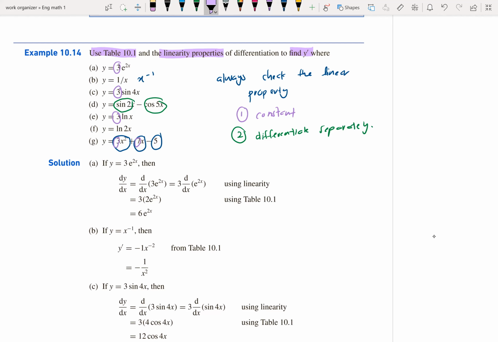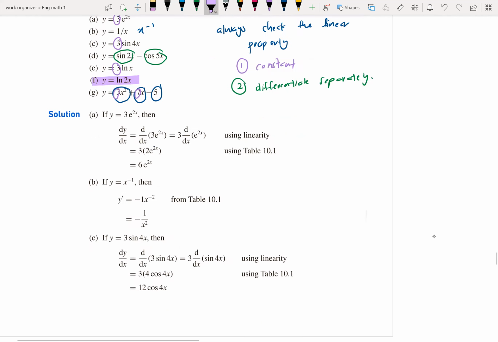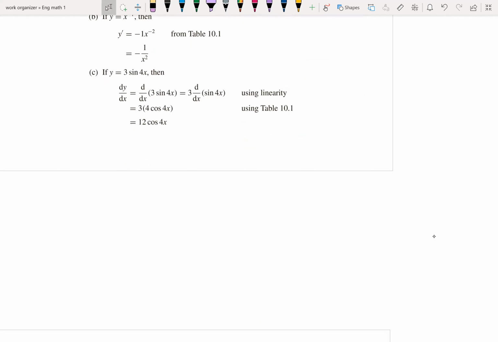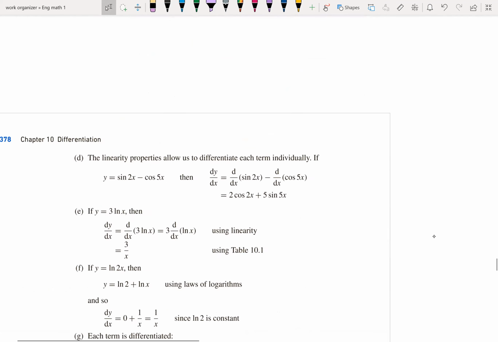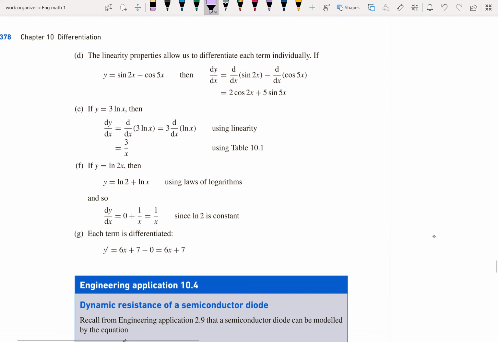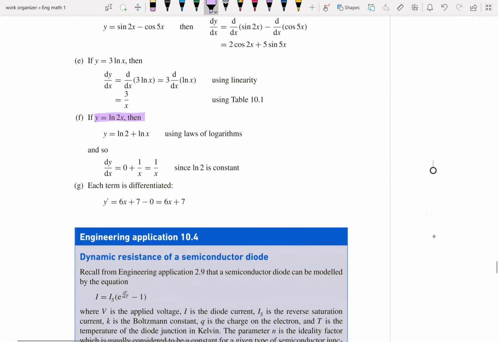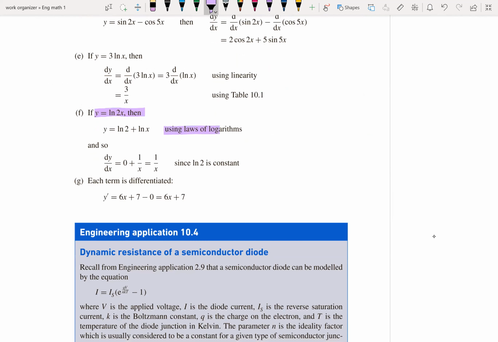And then for ln 2x, we just use the laws of logarithms, which we can separate into ln 2 plus ln x, and then we differentiate each term. So this will become 0 and this will become 1 over x.